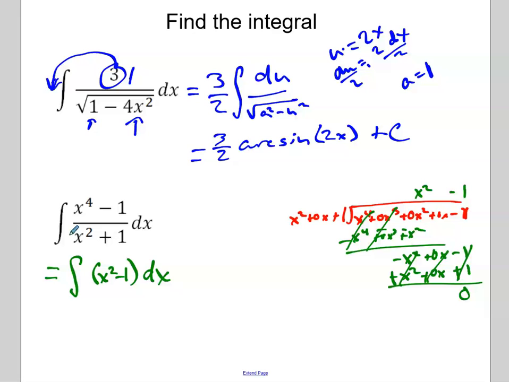But we were actually able to simplify this down so that our fraction is gone, completely gone. So in that case, I can just integrate this using basic integration rules. So that's going to be 1/3 x to the 3rd minus x plus c.